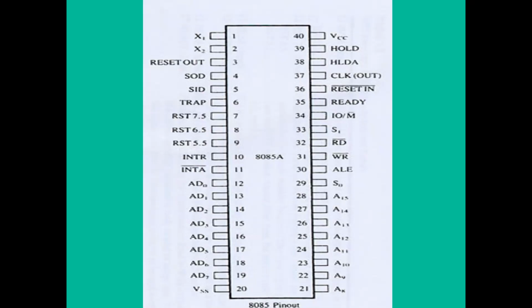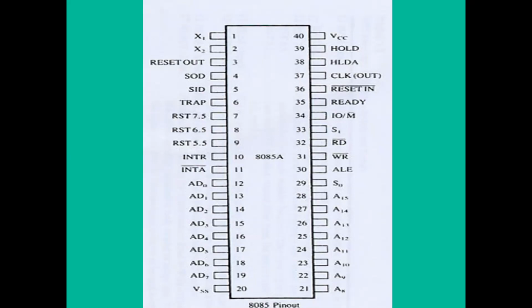So I repeat, it is classified into 6 groups. The first group is address bus, second group is data bus, third group is control and status signals, fourth is power supply and system clock, fifth is externally initiated signals, and the last one, the 6th, is serial IO signals.